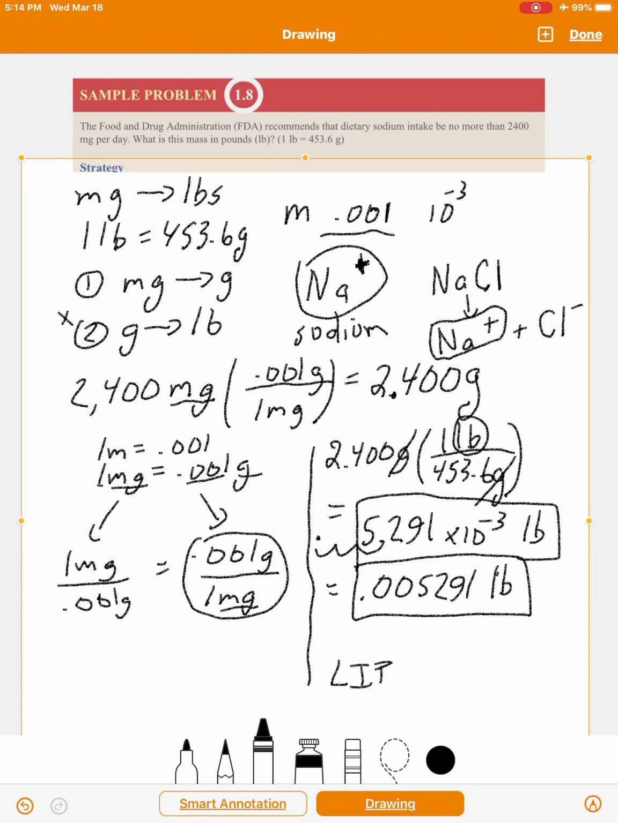So it's a very important ion for us in order to maintain our health. However, too much of it, significantly greater than 2,400 milligrams per day, can cause medical difficulties, including high blood pressure, hypertension. So it is recommended that there are limits to how much sodium you take in a given day.